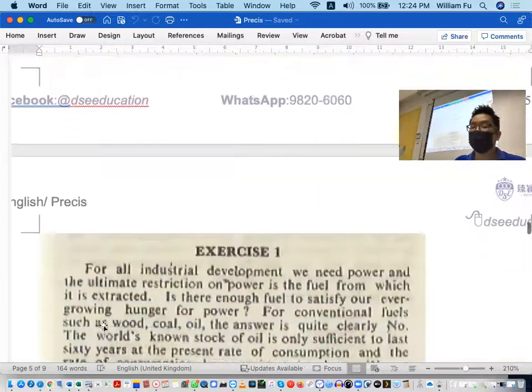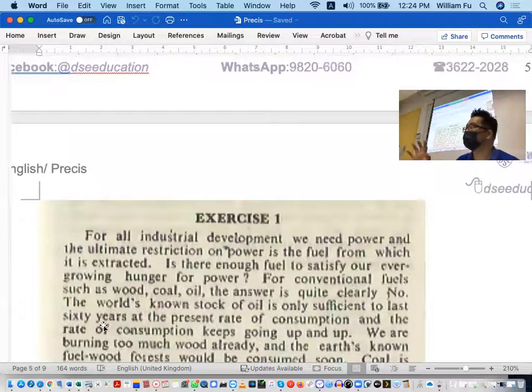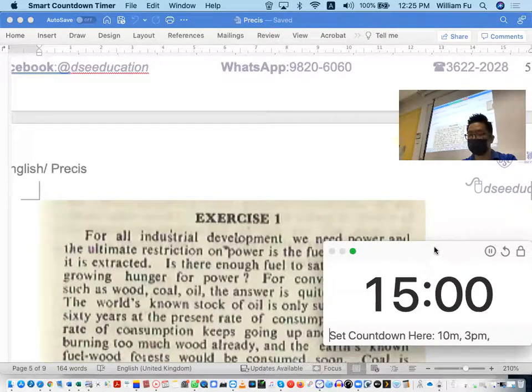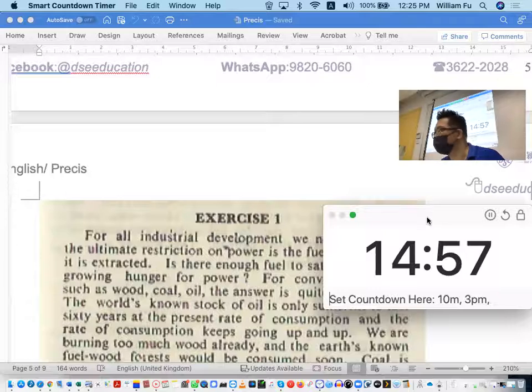Okay, and exercise 1. You try. Now, there's no need for you to write the whole précis out, but I want you to put it in points. Try to summarize it in points. What are the important points? I give you 15 minutes, maybe less, but 15 first. Basically, your points are already the précis.